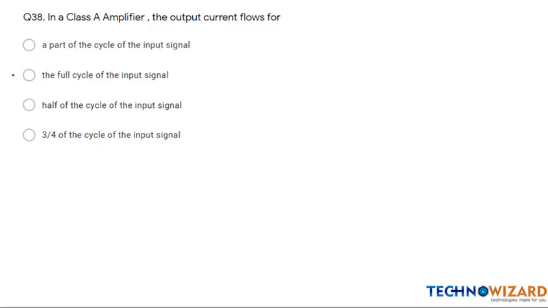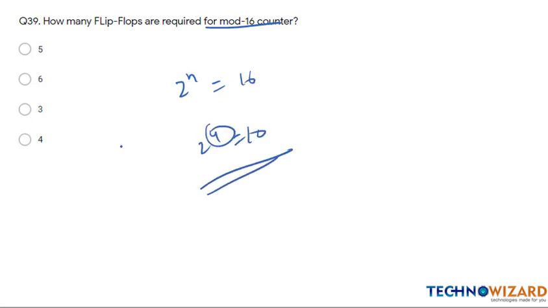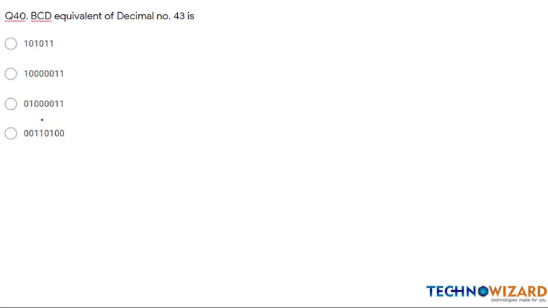Now, question number 38. In a class A amplifier, the output current flows for the full cycle of the input signal. Therefore, option B is the correct answer here. Okay. Question number 39. How many flip-flops are required for a mod 16 counter? Obviously 2 to the power n is equal to 16, then 2 to the power 4 is equal to 16. Therefore 4 flip-flops are required. Therefore option D is the correct answer.